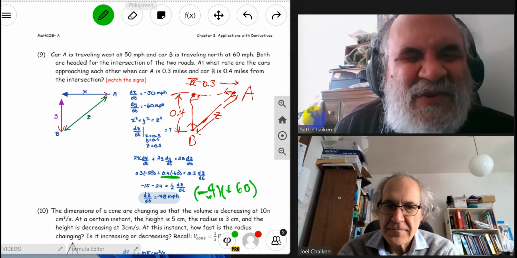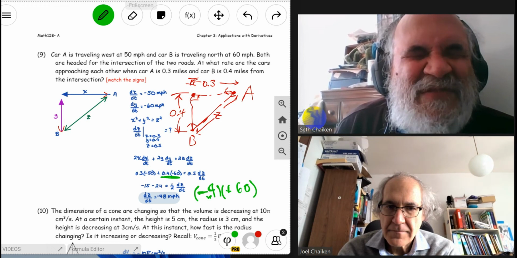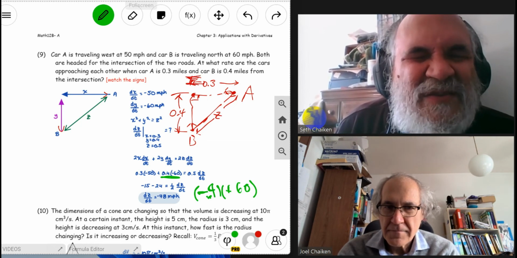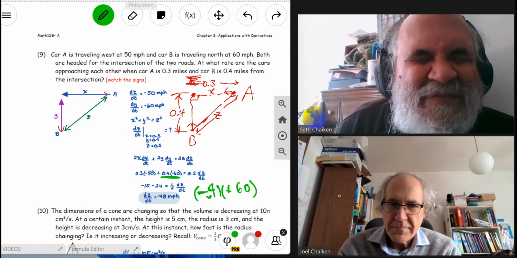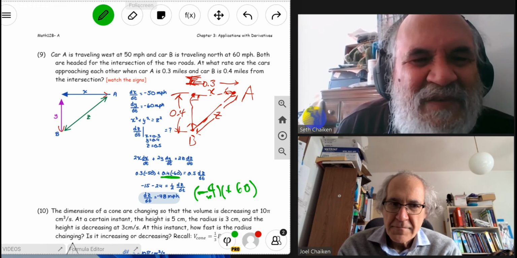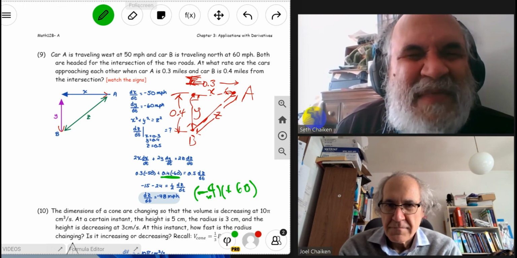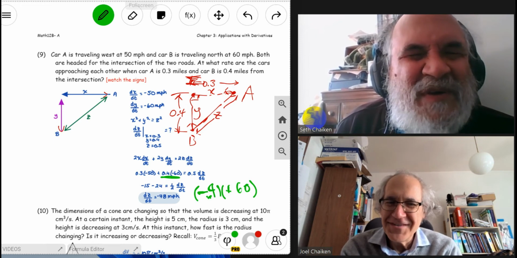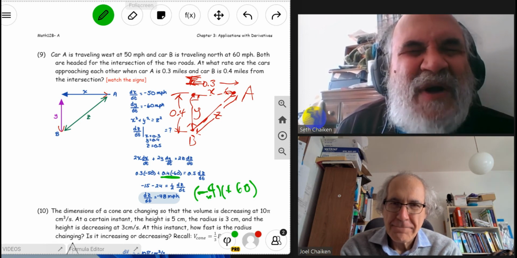Okay, so now we have a geometry question. The length of the line IA is 3/10, and let's call that X. And the length of the line from I to B, IB, let's call that Y. Now, from the Pythagorean theorem, what are we interested in? We're interested in how Z changes.